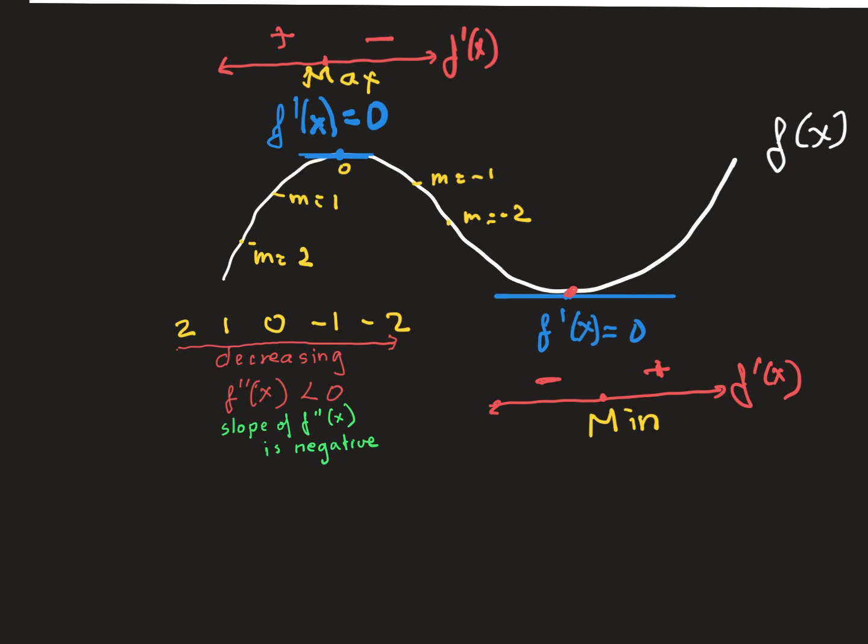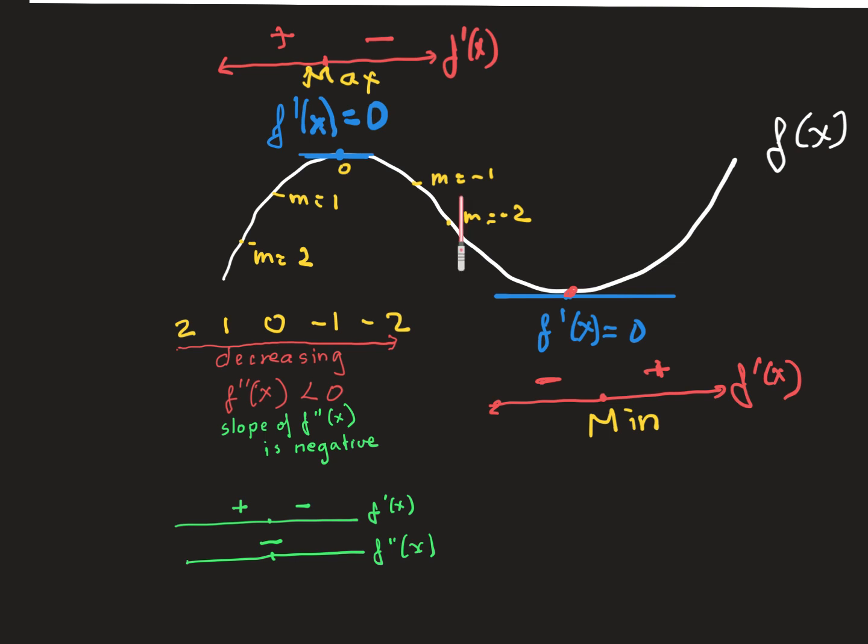For a maximum, if I was to show you the two sign diagrams next to each other, one of f'(x) and one of f''(x), then we would find that one of them would be positive here, negative here, whereas the second derivative will be negative.